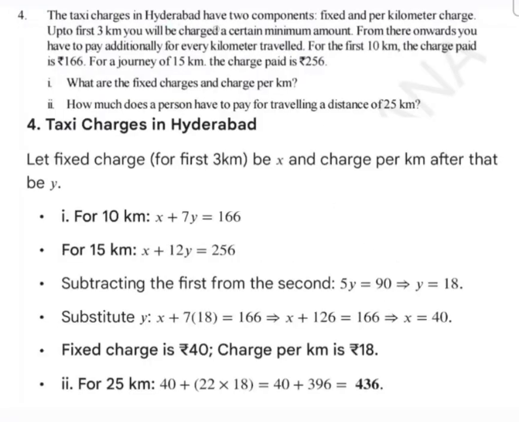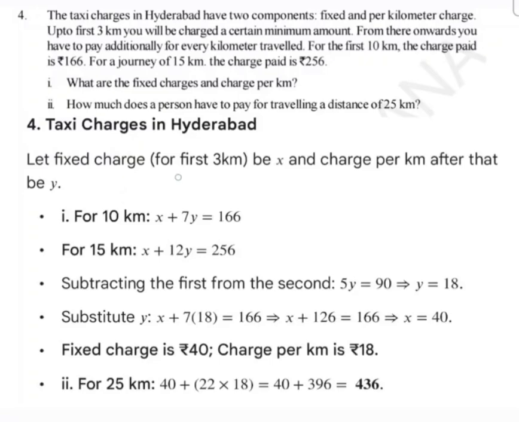The taxi charges in Hyderabad have two components: a fixed charge and a per kilometer charge. Up to 4 kilometers, you will be charged a certain minimum amount. From there onwards, you have to pay additionally for every kilometer traveled. For a journey of 10 kilometers, the charge paid is 166 rupees, and for a journey of 15 kilometers, the charge paid is 256. What are the fixed charge and the charge per kilometer?